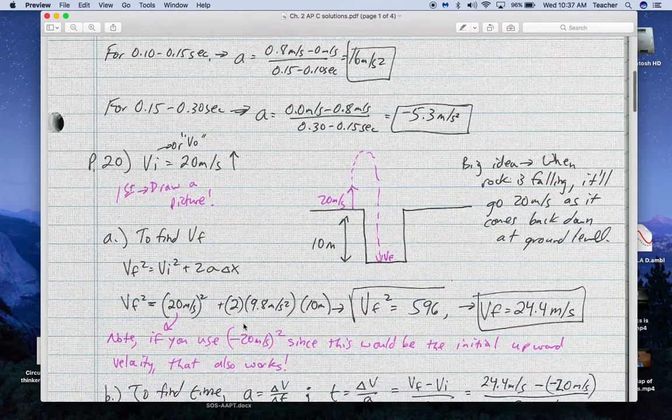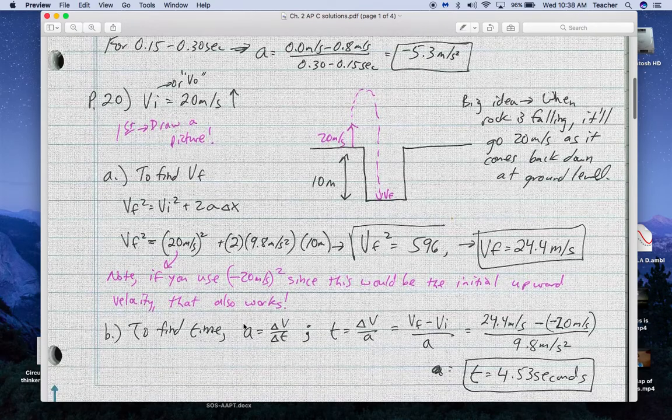For problem 20, I like this problem. It's actually kind of interesting because you can use symmetry to help you solve some things. So essentially, it's got something thrown up from ground level at 20 meters per second, and then it goes into a hole 10 meters below that. And it's asking you to find this final velocity. So what you should recognize is that this speed up would equal the same speed downward at that height, because gravity is slowing it down on the way up, and it's speeding it up at the same rate on the way back down. So that's kind of the big idea over here.